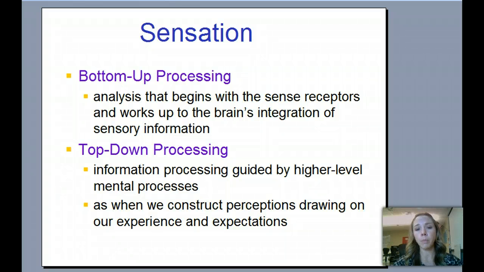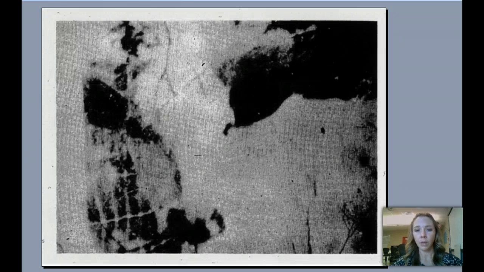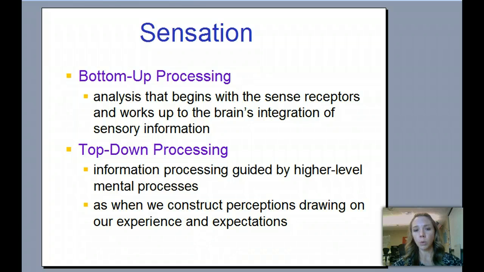Okay, so there are 2 ways we sense the world around us. The first one is called bottom-up processing, and the second one is called top-down. I'm going to show you this picture really quick. Okay, so here is a picture. I just want you to look at it, and then we're going to come back to that one as well. Bottom-up processing would be taking that picture that I just showed you and analyzing it beginning with the sense receptors, so starting with just looking at it, and then working up to the brain's integration of sensory information.